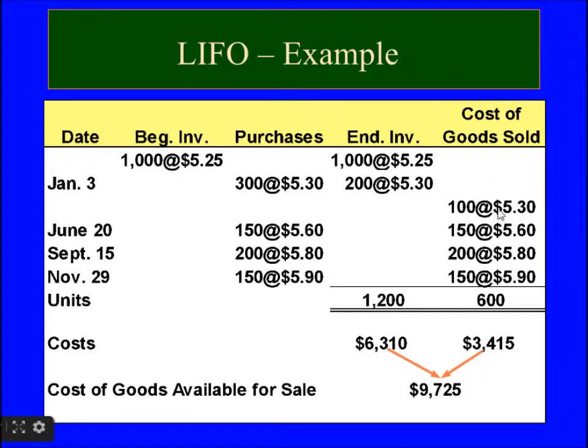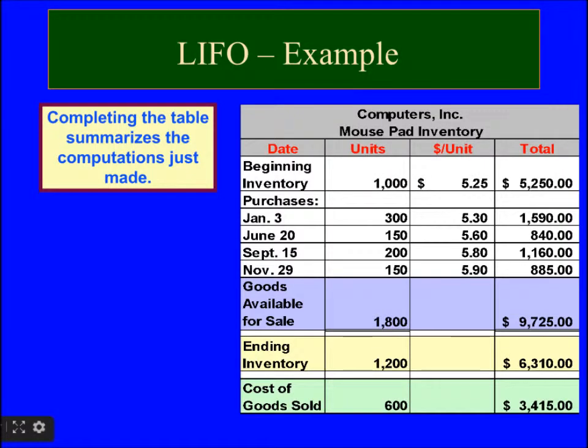So the total is calculated by multiplying each of them, and then we get this value. The remaining inventory we multiply and get this value. If we add both of them together, it gives us the cost of goods available for sale, which was already given before. This is just for completing the table which we calculated before.